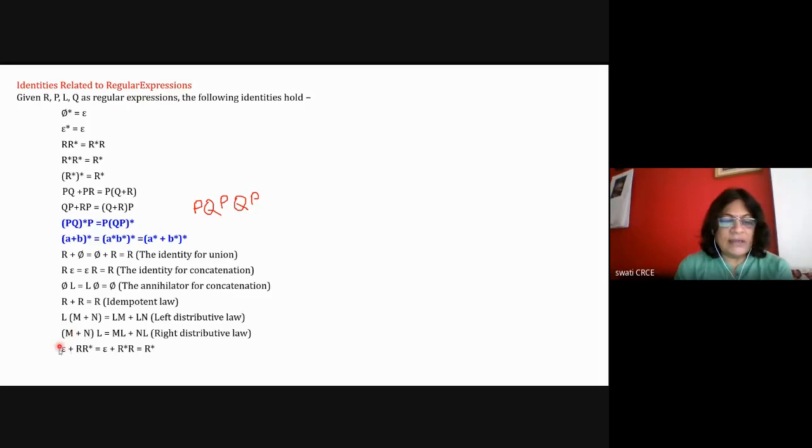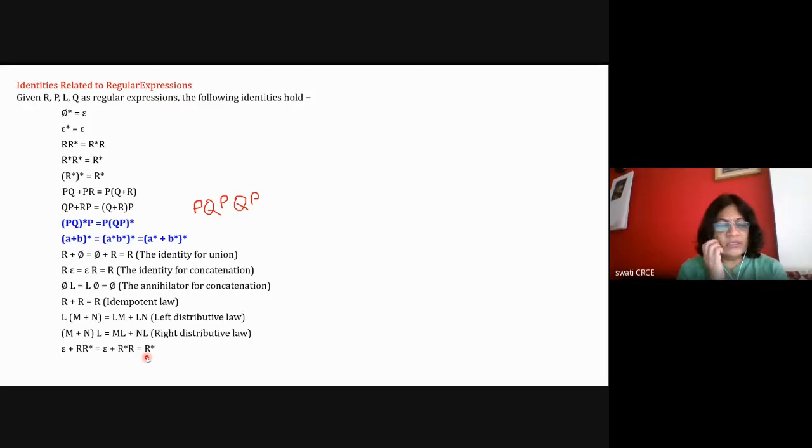So here we are saying that anything can be there for 0 times, and here we are saying that R for 1 time and then R for any number of times. So if you combine this and interpret this, it is equal to R star, and RR star can be rewritten as R star R. So it is nothing but epsilon plus R star R is equal to R star.